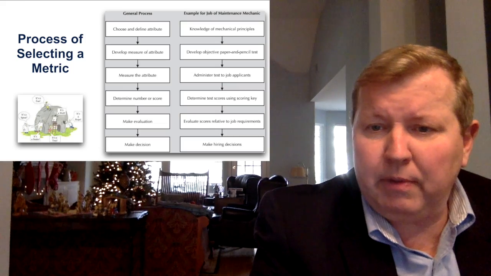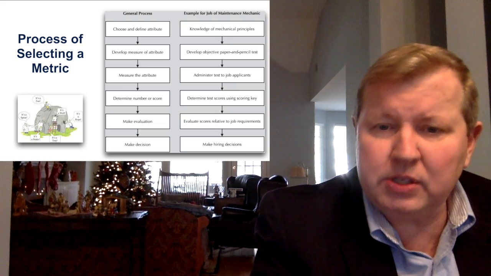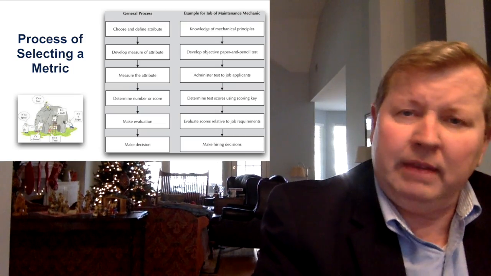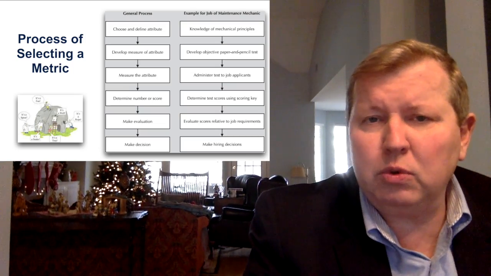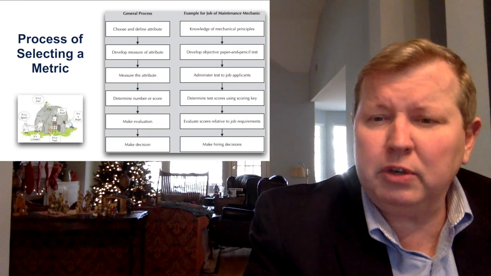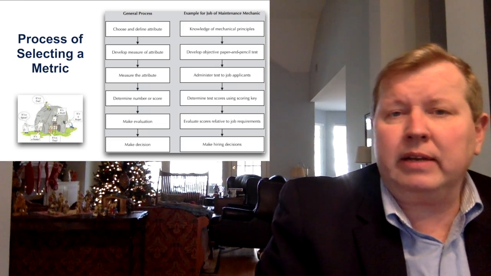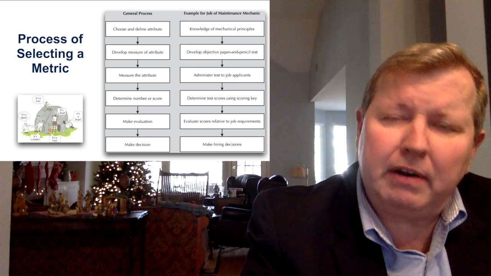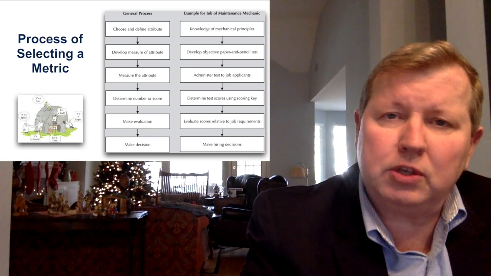You then measure the attribute by having the applicant actually take the quiz. You determine the number of the score on that quiz. Then you make an evaluation, whether that's good or bad. And then you compare that to other individuals, maybe with some other personality traits or other metrics that you're using, and then make that hiring decision. So again, you can see applicant metrics are very, very important in the selection process.